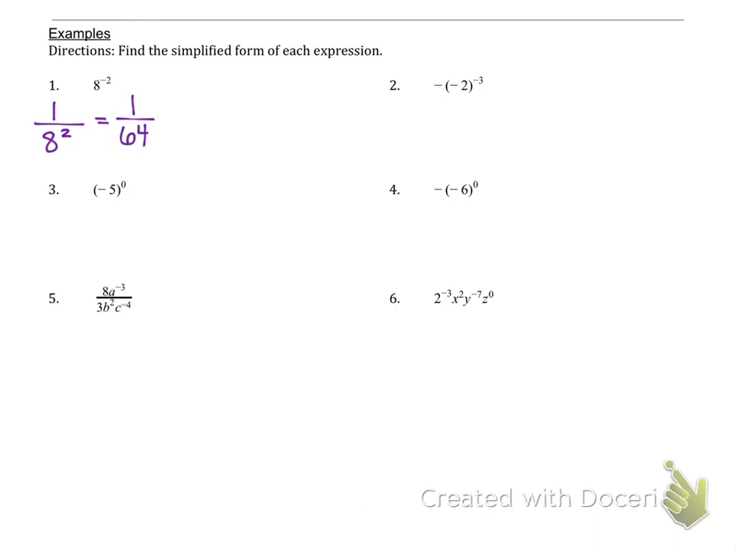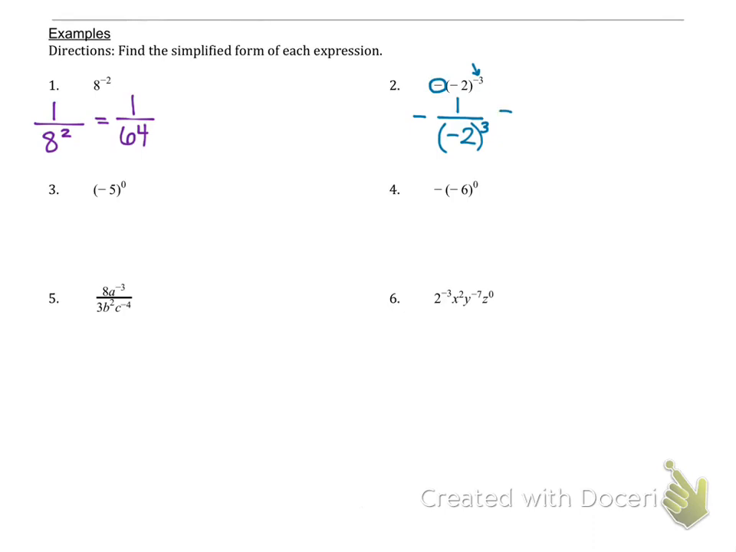Number 2. Now for this one, I have this negative sign on the outside. I'm going to keep that there. And first I'm going to worry about making this exponent right here positive. So I'm going to take the reciprocal of it. So I'm going to keep that negative on the outside, and I'm going to do 1 over negative 2 to the third power.